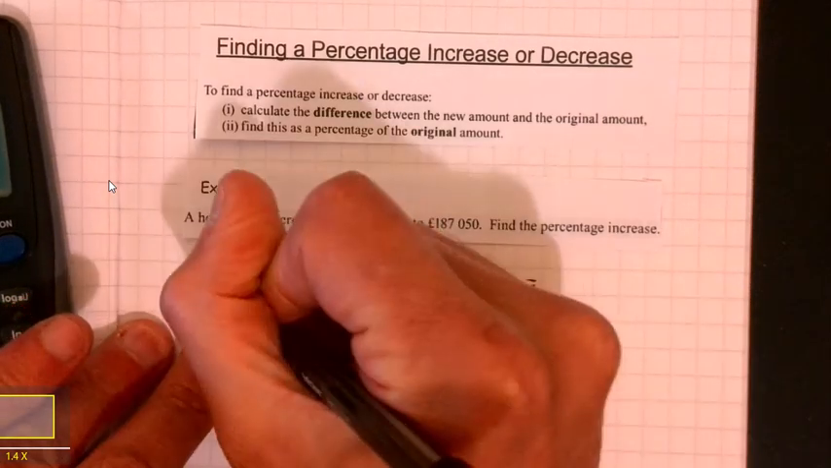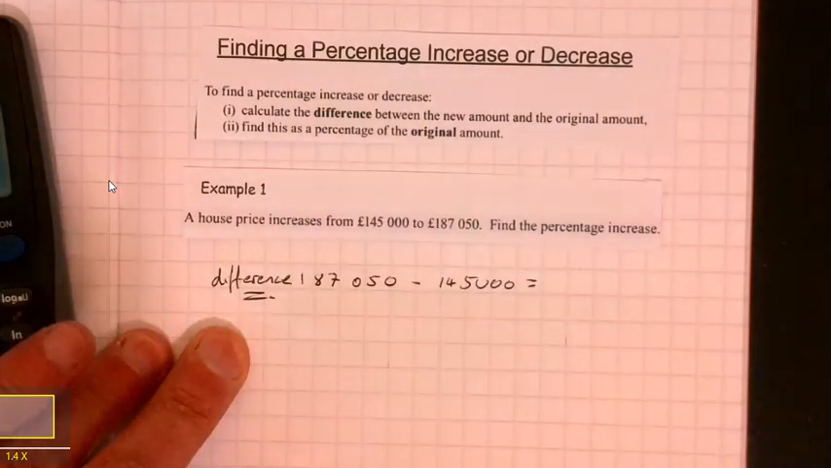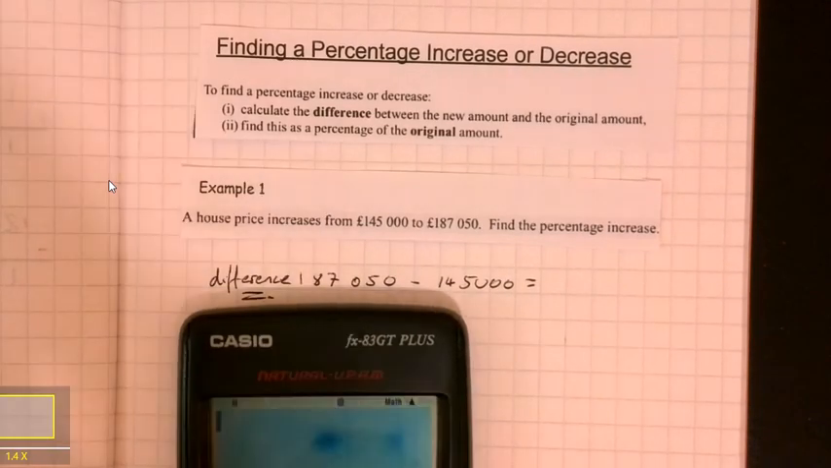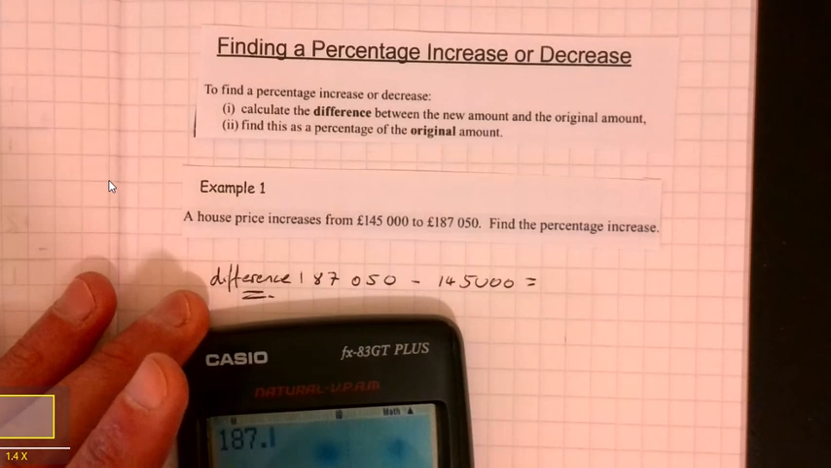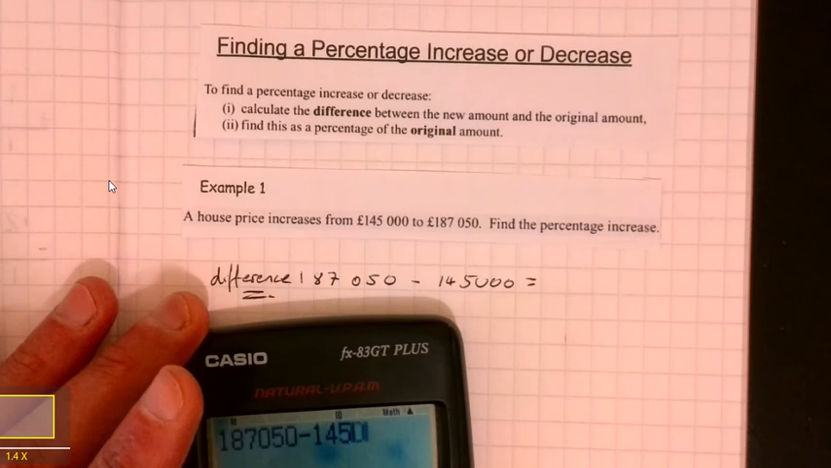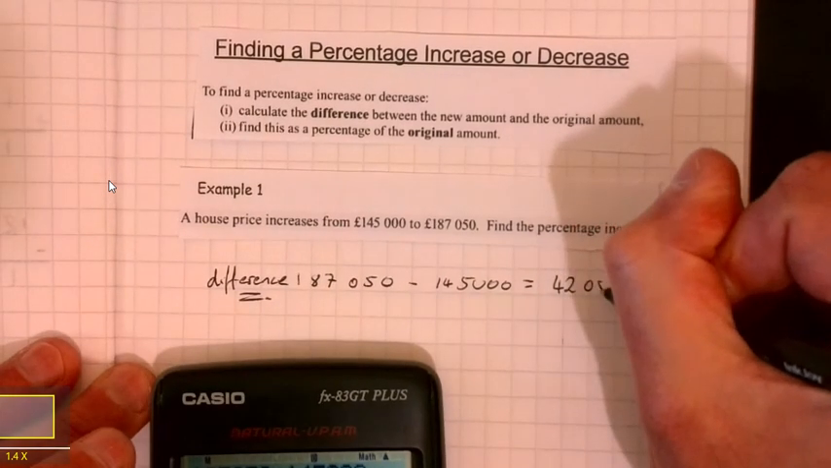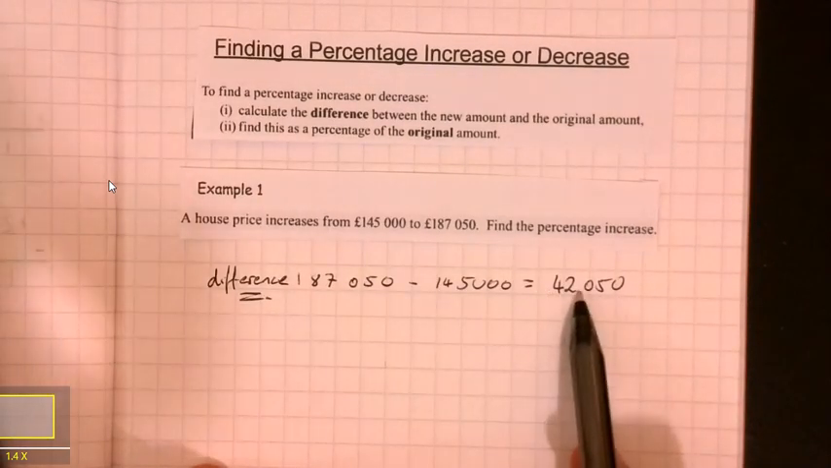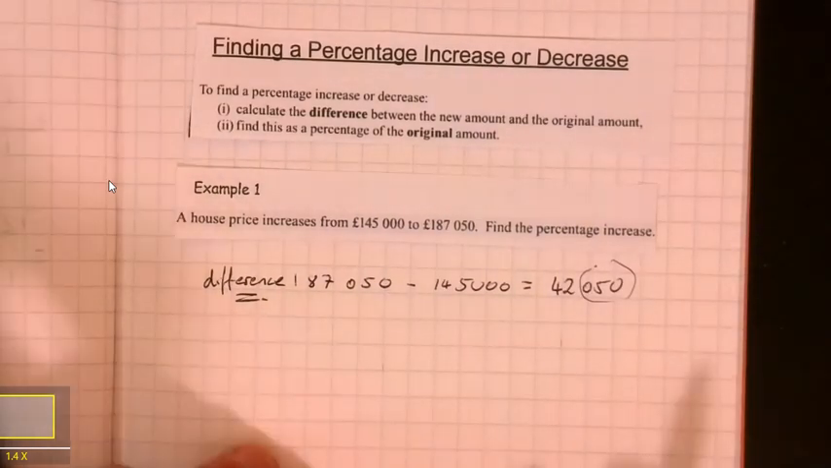So the first bit is the difference. Obviously we're going to just pop that into our calculator. 187,050 take away 145,000 equals 42,050 pounds. Notice when you write out these kind of numbers, leave a little gap here, because it's 3 digits and the rest, and it's just easier to read the number.